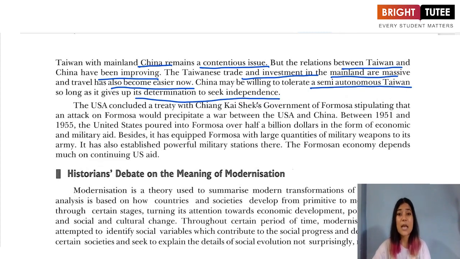Because it claims Taiwan to be part of the Chinese Empire. It claims Taiwan to be part of mainland China. So the demand for independence may not be tolerated by China.